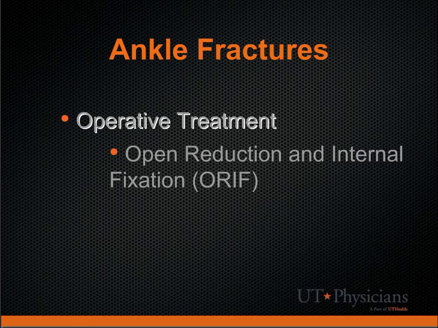Operative management for ankle fractures usually includes what we call an open reduction and internal fixation. And that means basically open being making an incision, a reduction referring to the realignment of the bone to the proper position, and then internal fixation, meaning placing hardware, typically plates and screws, to maintain the position of the bone to allow it to heal in the proper position.